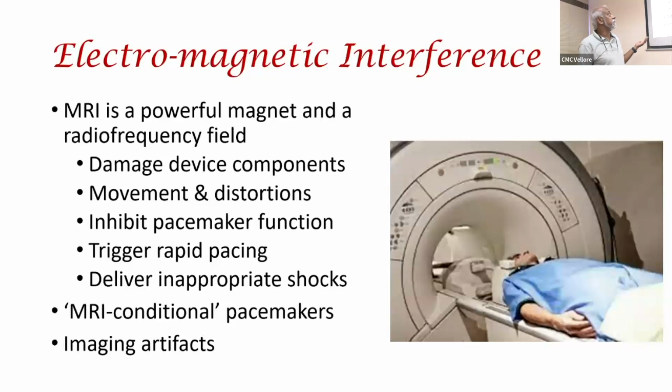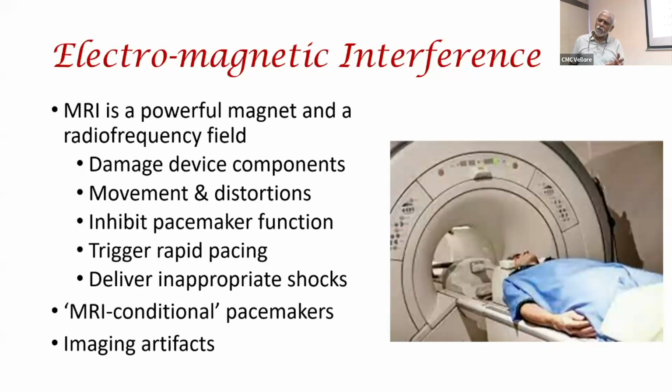You know that MRI is a very powerful magnet. So you may have a patient for whom you order an MRI, but you may have to rethink and consider some other investigation, because especially if it's a pacemaker, you can't just take it out. It can damage the device. Because of such a high magnetic field, it can actually move the device, and it can inhibit the pacemaker. It can trigger pacing, as in an ICD, or it can actually deliver inappropriate shocks.